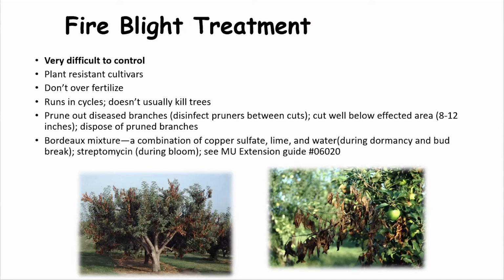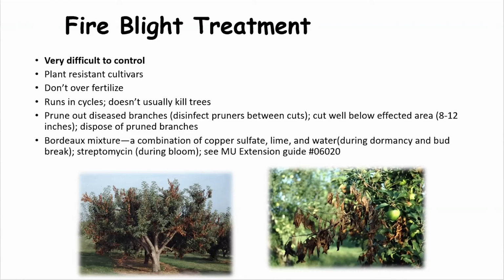Now, as far as sprays, you can use a Bordeaux mixture, which is a combination of copper, lime, and water. You can do that during the dormant season and bud break, and streptomycin can be used during the bloom cycle as well. Now, we do have an MU extension guide on this if you want to refer to that for more information, but that is a general overview on fire blight.